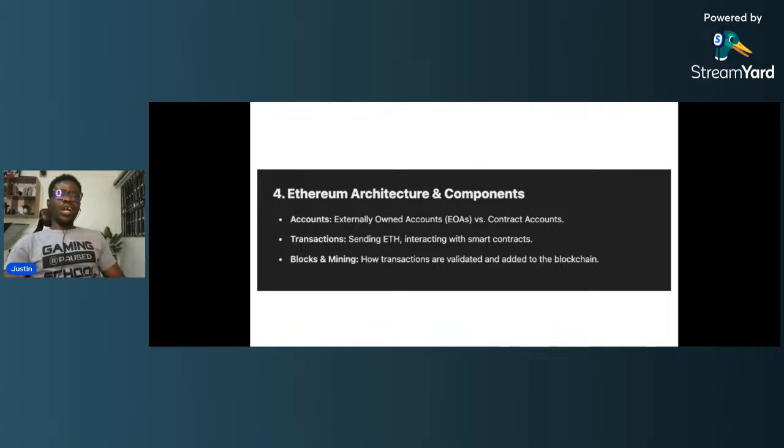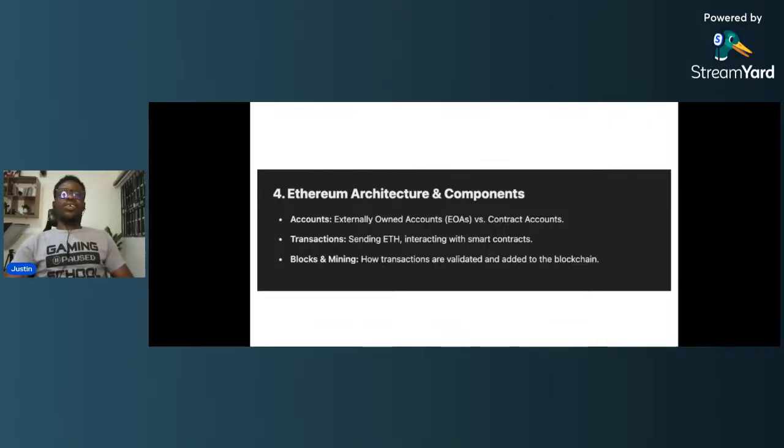Then also, when you send money from Mr. A to Mr. B, that is a transaction. When you save a copy of a record, that is a transaction. So everything on blockchain is a transaction. Sending Ethereum, interacting with smart contracts, you can group them all as transactions.